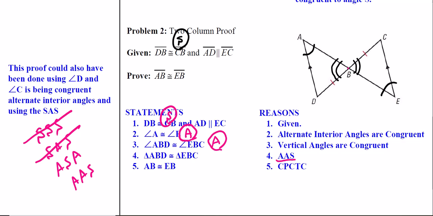We're not done with the proof, right? Because we want to prove that AB is congruent to EB. And as soon as we prove the triangles are congruent, like I said, the next step almost immediately is going to be CPCTC to get what we're trying to prove.